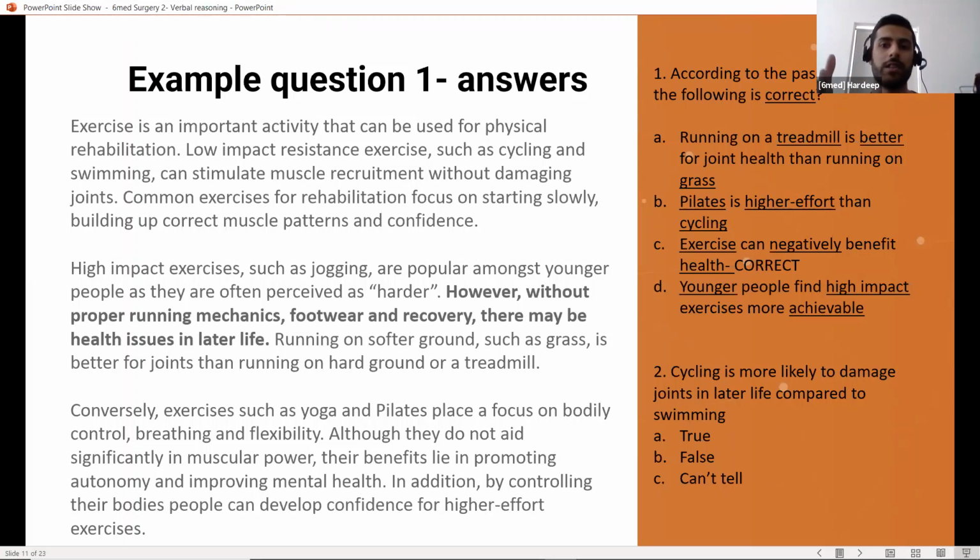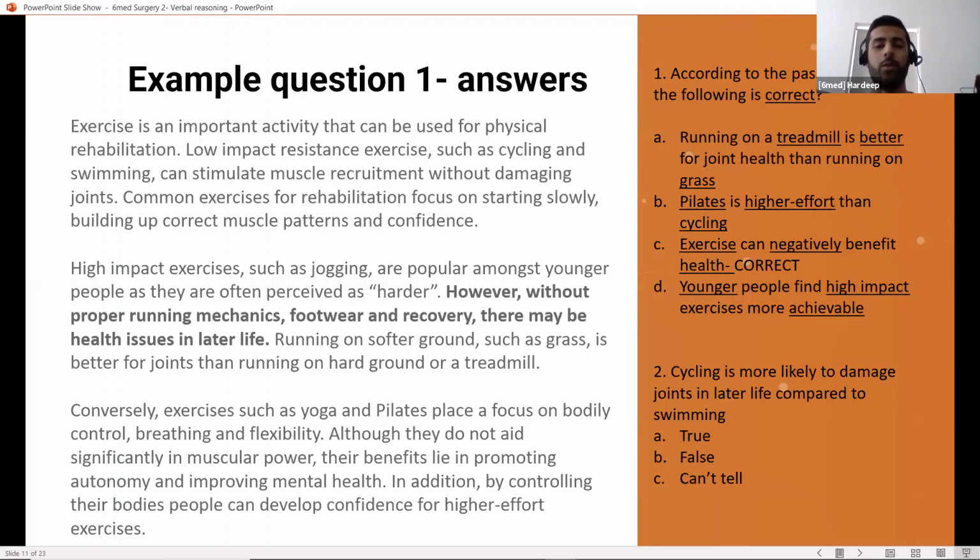Then you go to the question stem, and you want to figure out what type of question this is. This says, according to the passage, which of the following is correct? So you need to see which of these statements are directly addressed and confirmed within the passage. Next, you look for the keywords in the answer stems. I've underlined the main keywords. What you want to do is look for these keywords in the text and then read the sentence around it.